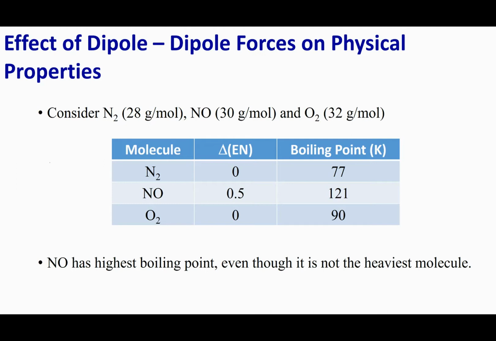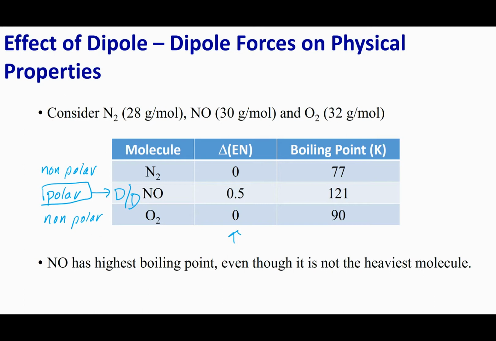So here we have N2, and this is a non-polar molecule, which means it has no dipole-dipole forces. O2, again, a non-polar molecule, has no dipole-dipole forces. But in the middle right here, we have a polar molecule. Now remember, if my molecule is polar, that means it has dipole-dipole intermolecular forces. You can also see this by the delta electronegativity. Polar molecules are going to have a non-zero delta electronegativity.